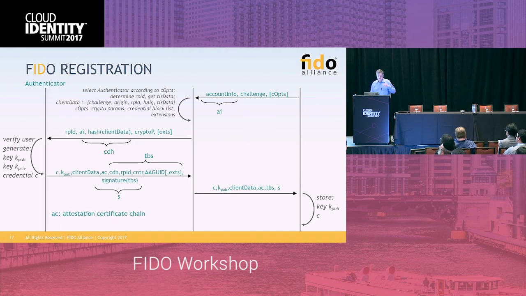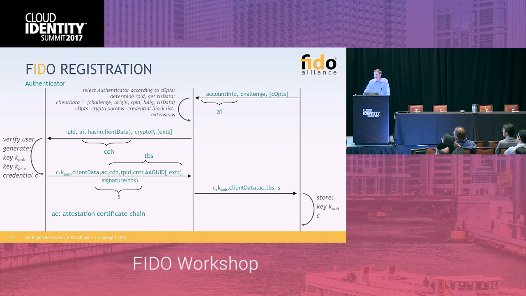This is the registration process. Every FIDO authenticator winds up going through a registration process with a relying party because the keys are generated per relying party. I will generate a private key for each relying party that I go to. And what's nice here is I have this thing called a client data.